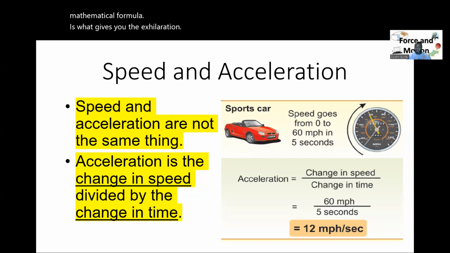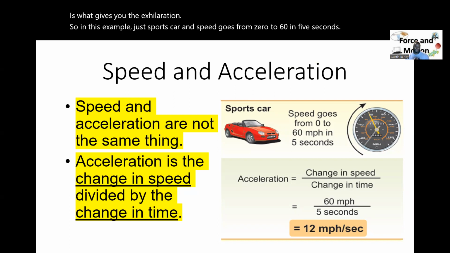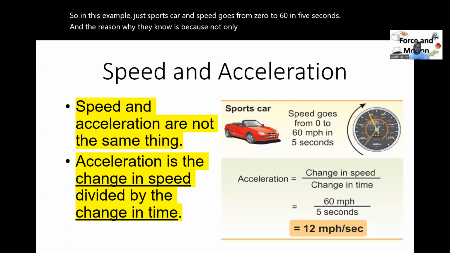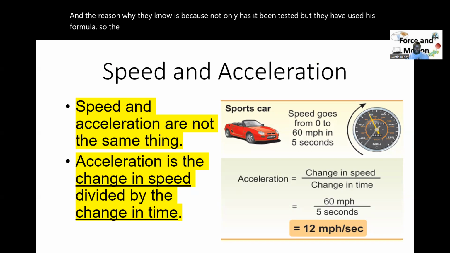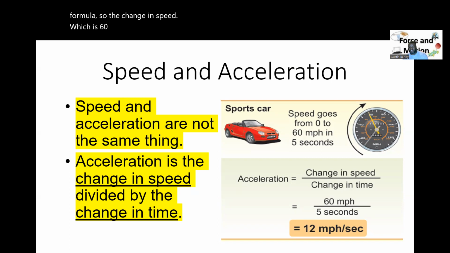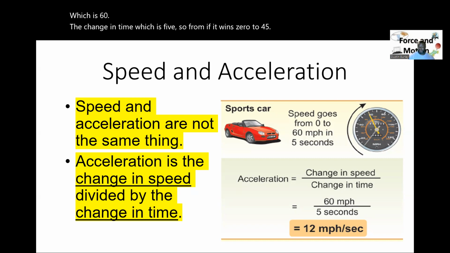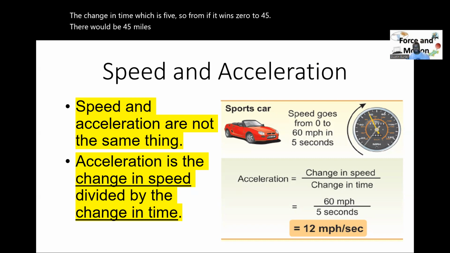So in this example, it shows a sports car and speed goes from 0 to 60 in 5 seconds. And the reason why they know is because not only has it been tested, but they have used this formula. So the change in speed, which is 60, the change in time, which is 5. So if it went 0 to 45, then it would be 45 miles per hour instead of 60.